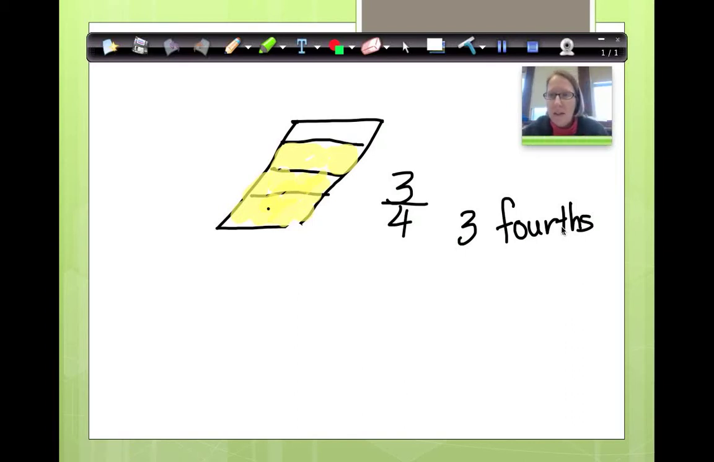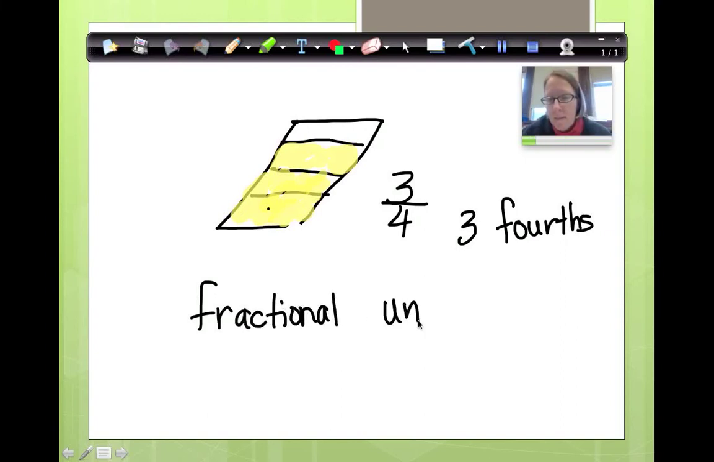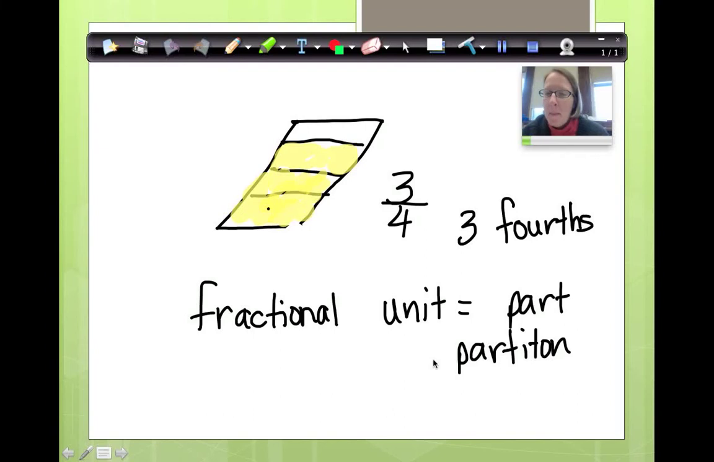Now, a fractional unit is what we're going to be calling this. What fractional unit did I break it into? Instead of saying how many parts, I need to be more specific, and I'm going to start saying fractional unit. Okay, write that down. So, this is a fractional unit, this is a fractional unit, this is a fractional unit. It's a fancy way of saying part or partition. We thought partition was all fancy, but a partition is only this many. Fractional unit is the same thing, a fancier word.